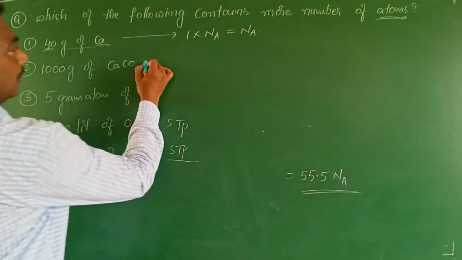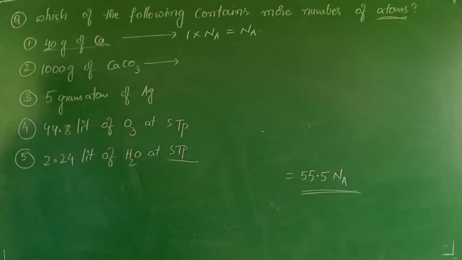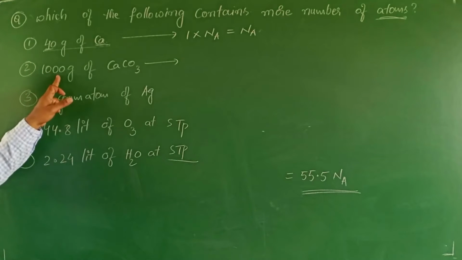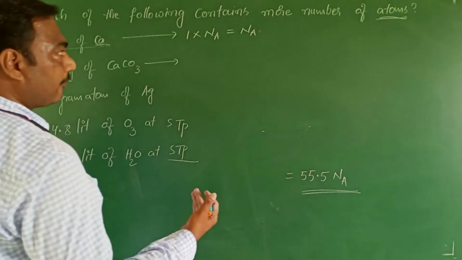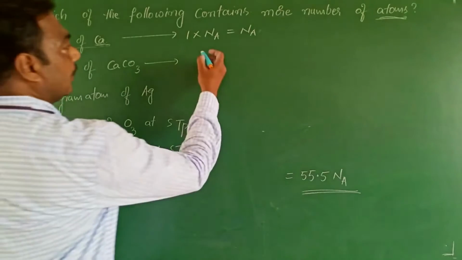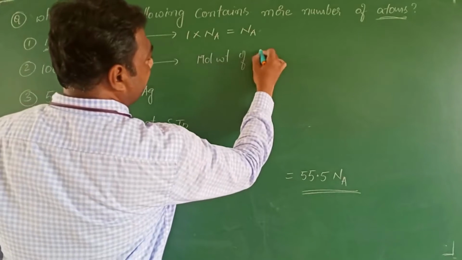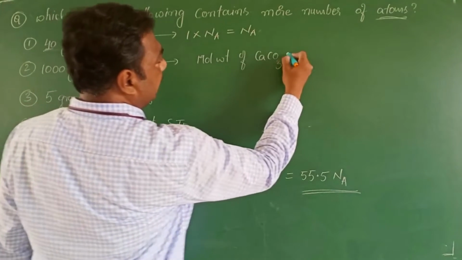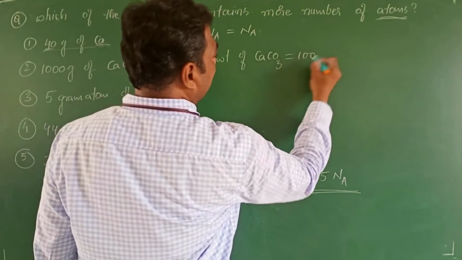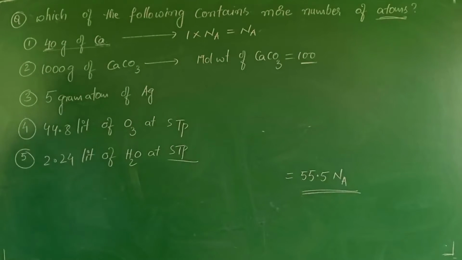Right? Now, come here. 1000 grams of calcium carbonate. What is the molecular weight of calcium carbonate? Molecular weight of calcium carbonate is how much, students? 100. Okay. It is 100.